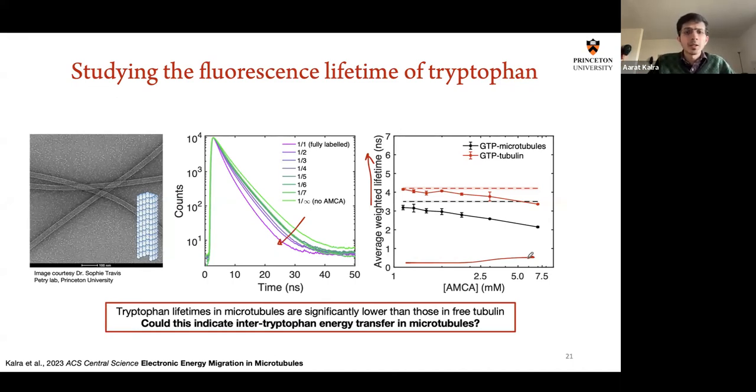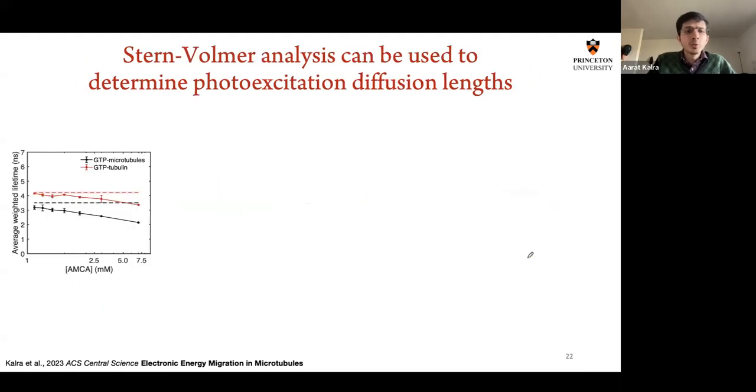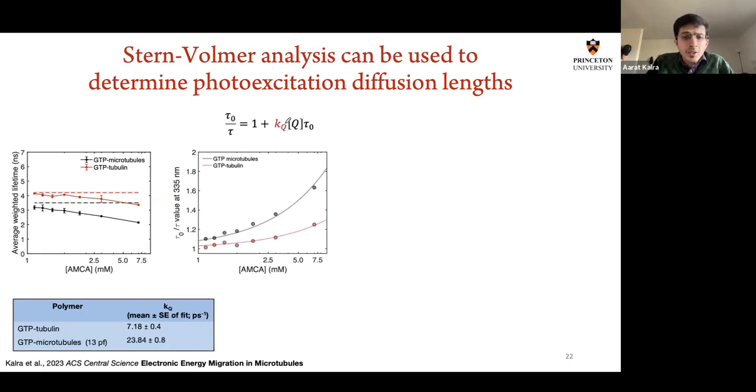That's the question, right? Now, those in the solar cell community use something called a Stern-Volmer analysis to determine diffusion lengths of excitons, okay? I'm avoiding using the word exciton because as Professor Douglas Brass pointed out, an exciton is officially a bound electron hole pair, whereas over here, we just have a tryptophan energy migration, right? So I'm gonna be calling these photoexcitation diffusion lengths and not exciton diffusion lengths, okay? So one can use these fluorescence lifetimes to extract a rate constant of energy transfer using the Stern-Volmer analysis, okay?